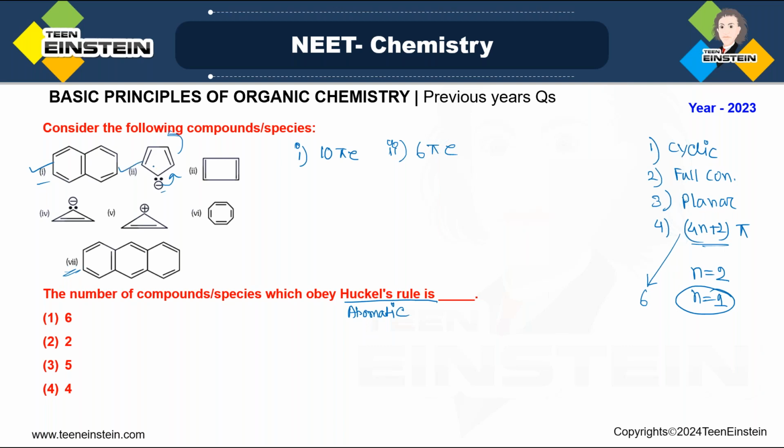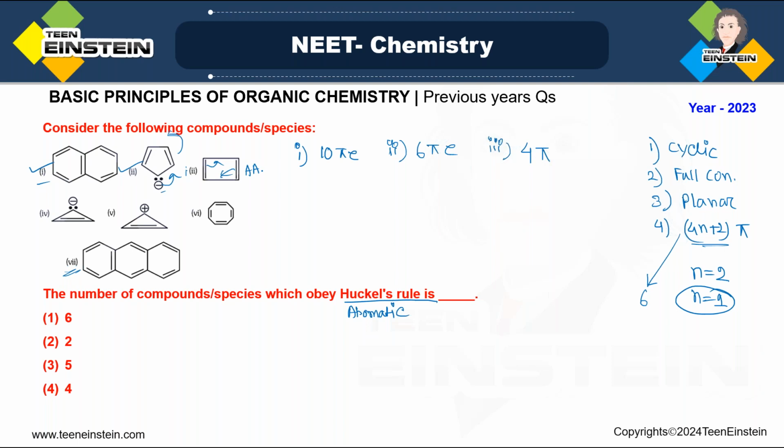Now the third one, sorry, it will be third. Here, this type of resonance is possible. The double bonds can exchange their position, but the total number of pi electrons is 4. Now, it is true that it is cyclic, full conjugation is present, it is planar, but it is only 4n pi electrons, which is not matching with 4n plus 2. So this is basically anti-aromatic.